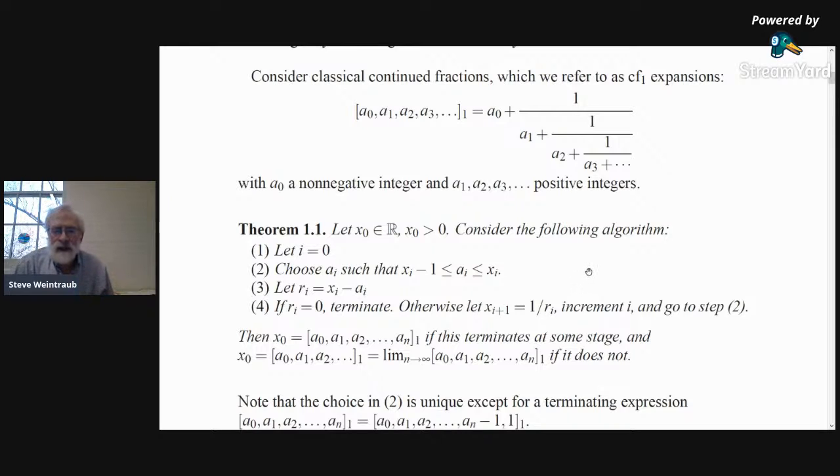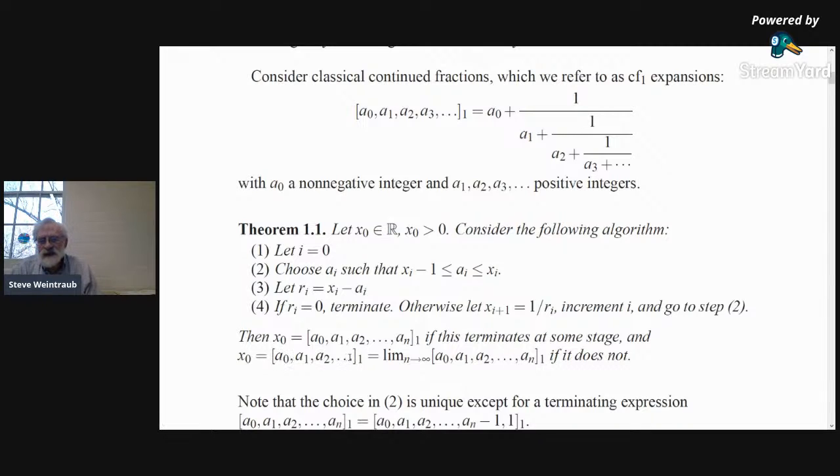I'll do an example in a minute or two, but let me make some more general remarks. If this procedure actually terminates, this is some finite expression here, and x0 is the value of this expression, a0 plus 1 over a1 plus 1 over a2 plus 1 over a3, etc. If it doesn't terminate, we could always write x0 to be this expression formally, but it's not just a formal expression. We can look at what are called the nth convergents. We chop off the sequence at stage n and stop there, and that gives me some well-defined rational number, and in fact x0 is the limit of this sequence.